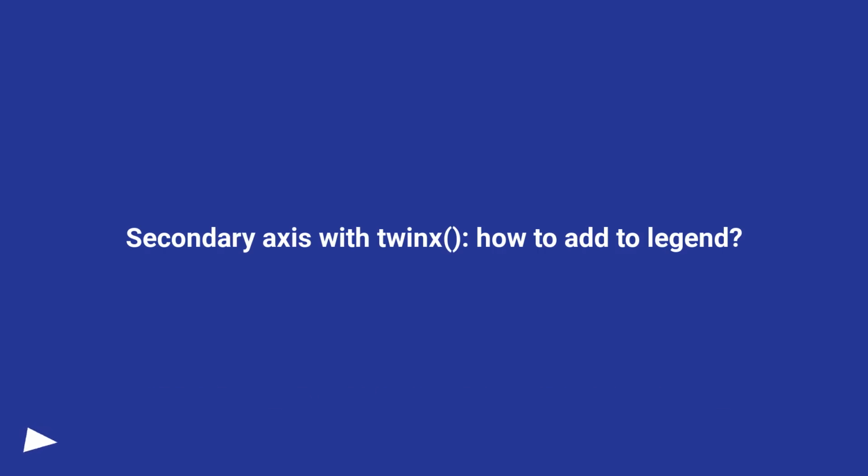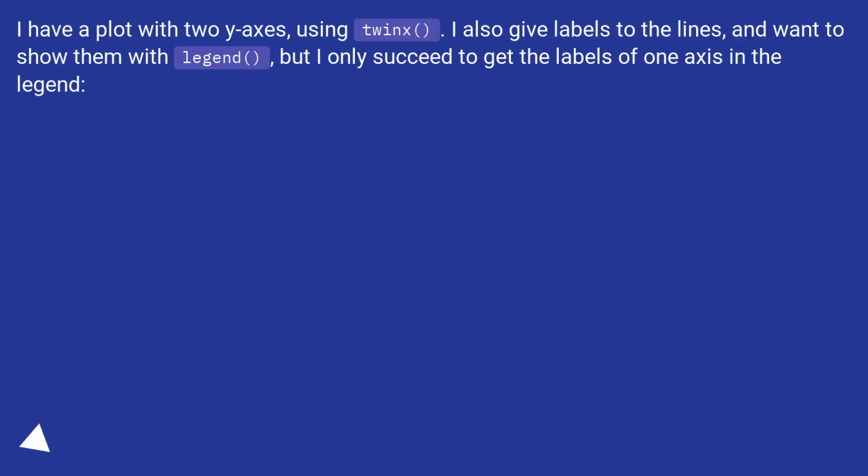Secondary axis with twinx, how to add to legend? I have a plot with two y-axes, using twinx. I also give labels to the lines, and want to show them with legend, but I only succeed to get the labels of one axis in the legend.